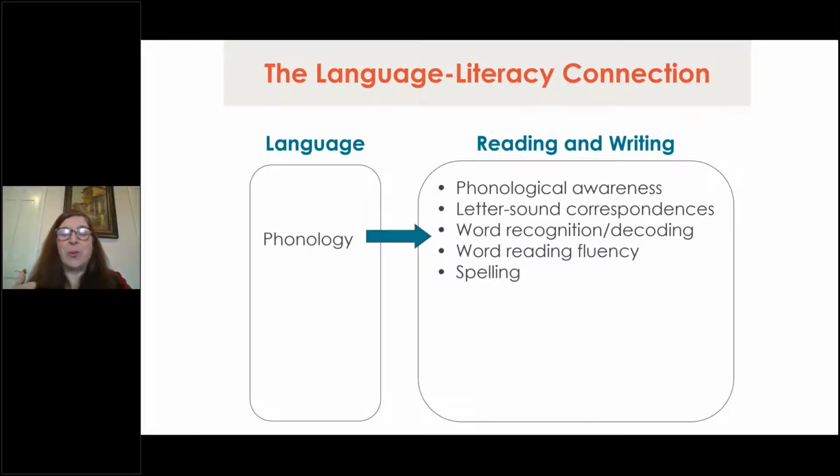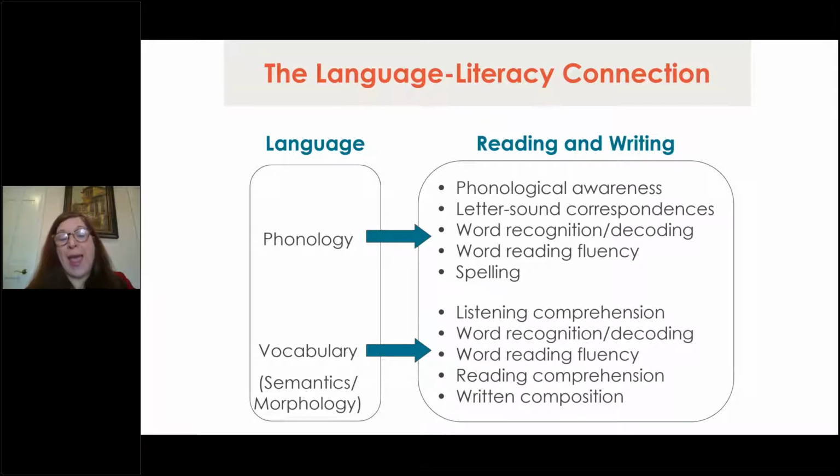Well, you have to process the sounds and know the sounds to master phonological awareness and to be able to put those sounds to those symbols for decoding and reading and to build that fluency. But even as we look at written language, you must have intact phonology skills, right, in order to achieve spelling abilities. And so that's how that component of language relates to literacy.